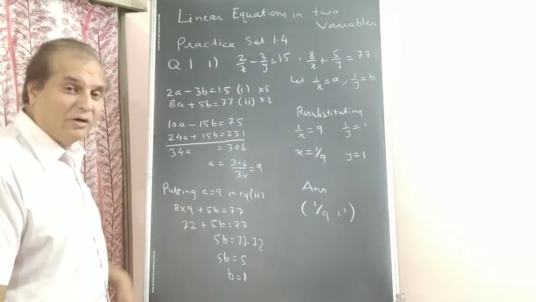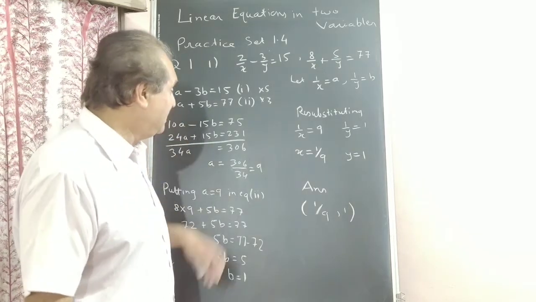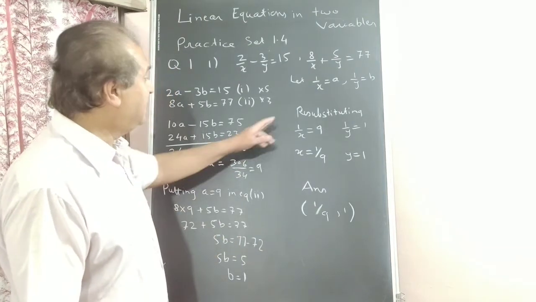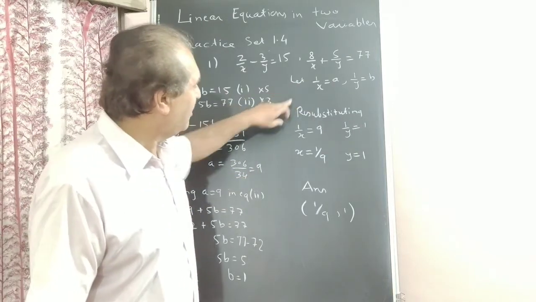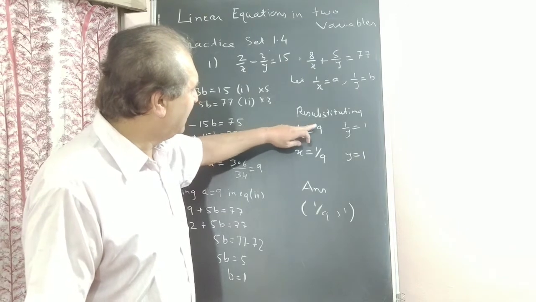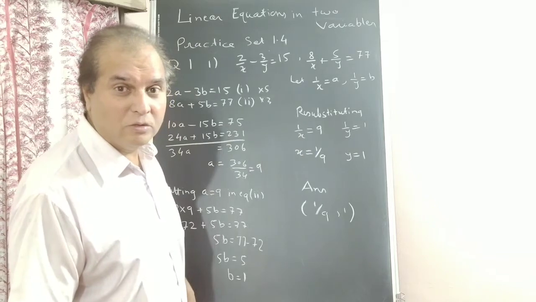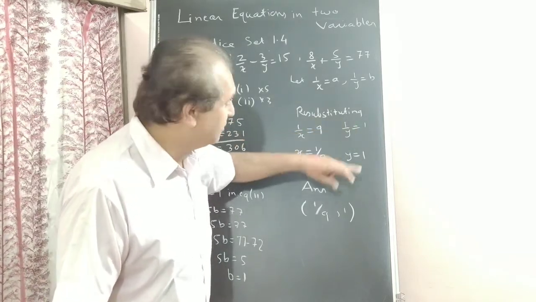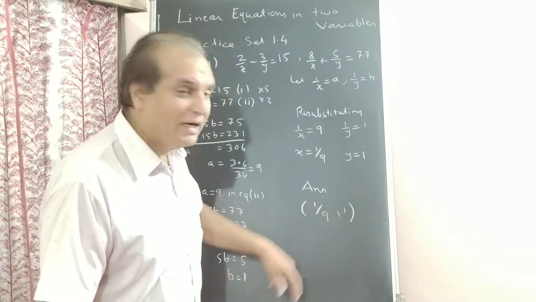But a and b we got, they are not the answers. We have to find x and y. Many students stop here only and lose 1 mark for that. We will resubstitute. A you got 9, but a is actually 1 upon x. 1 upon x equal to 9, 9x equal to 1, x equal to 1 upon 9, or go for inverting. 1 upon b equal to 1, so 1 upon y equal to 1, y equal to 1. Answer we got as 1 upon 9 and 1.